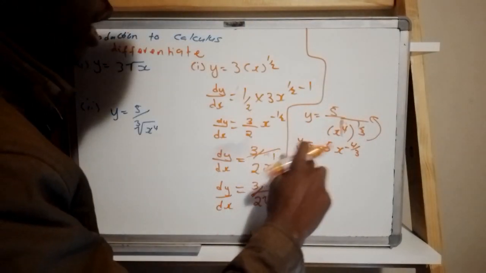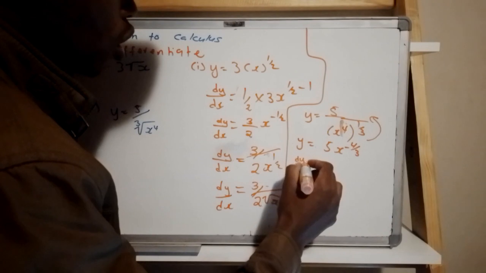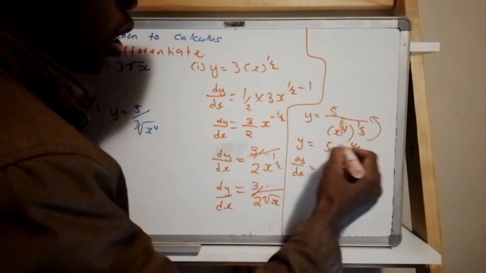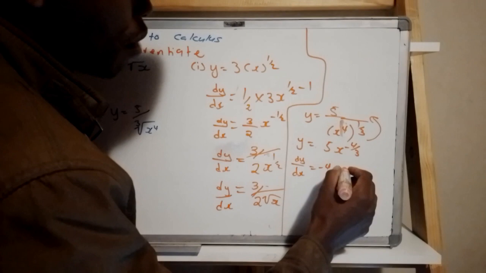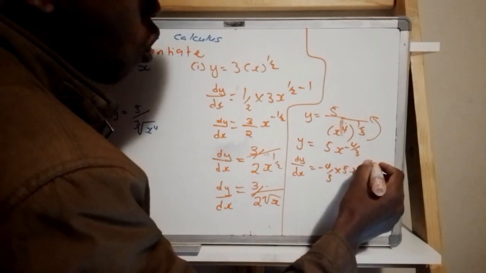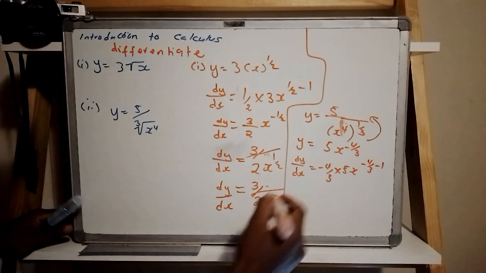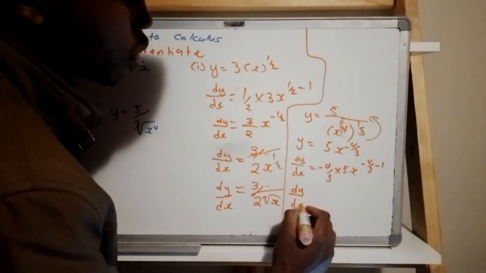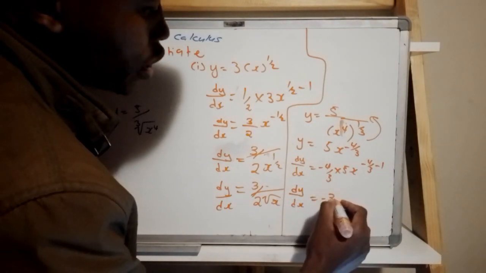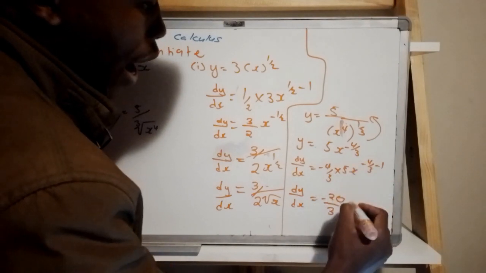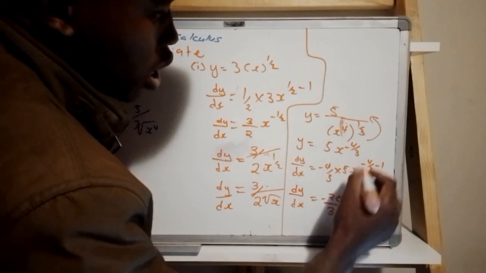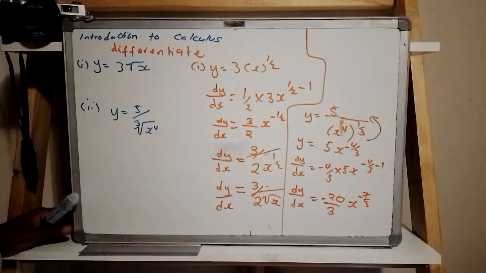Now, after doing that, I can differentiate. dy over dx. This will give me negative 4 over 3 multiplied by 5x to the power negative 4 over 3, negative 1. Let's see, what will I get? Negative 4 over 3 minus 1 is negative 7 over 3. So this will give me dy over dx equals negative 20 over 3 x to the power negative 7 over 3. That is what I get.